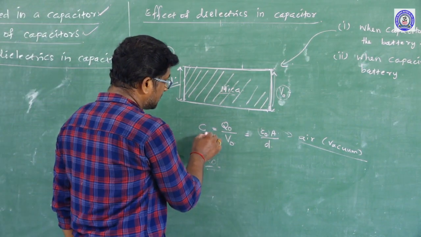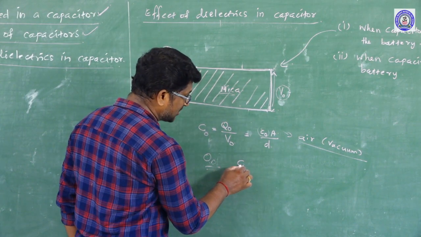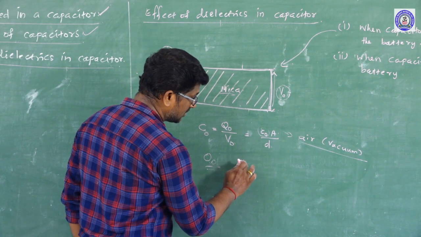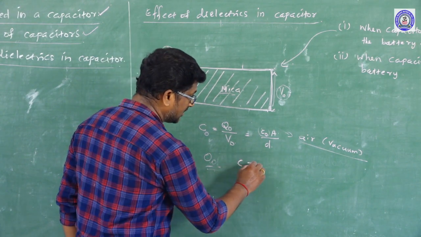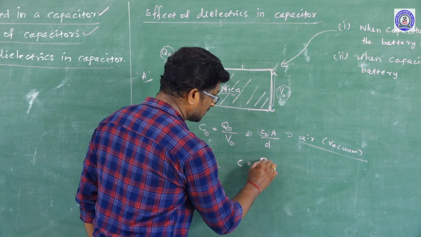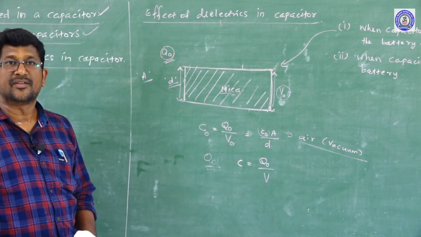And after introducing the dielectric material, the capacitance of the capacitor will be changed. Suppose it is denoted by C. It is given by Q naught divided by V. C is equal to Q naught divided by V.